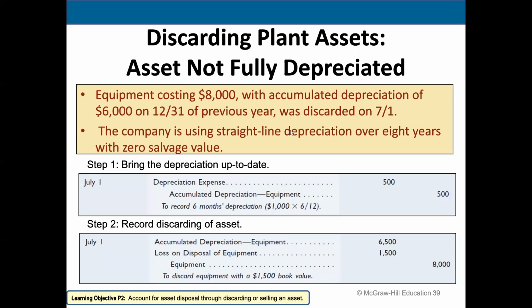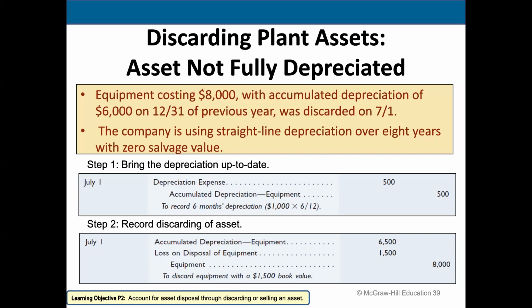If it was straight line depreciation over 8 years with zero salvage value and the cost was $8,000, we could calculate that as $1,000 per year depreciation. So for selling this on July 1st, we're going to need to record 6 months worth of depreciation for this year to bring it up to date. We already had accumulated depreciation of $6,000. Now to recognize January through June 30th, we're going to do this first entry, depreciation expense $500 and accumulated depreciation $500. So that was step one, bringing the depreciation up to date as of the date of the sale.